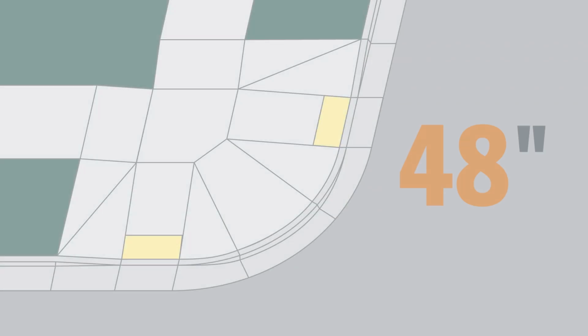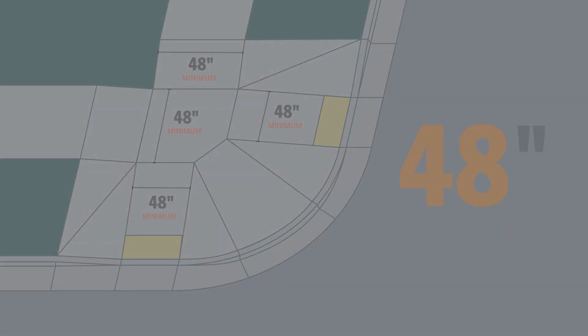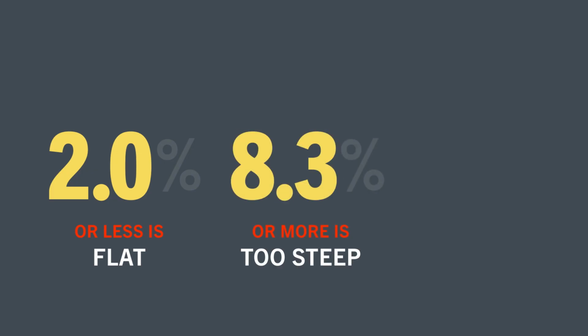Then lastly, 48 inches. That's the minimum width of any panel someone will normally use to get up and down on a ramp, whether it's level or sloped. That's so people have plenty of space to turn or navigate the ramp, something you can imagine is especially important if someone's in a wheelchair. So again, 2.0%, 8.3%, and 48 inches.